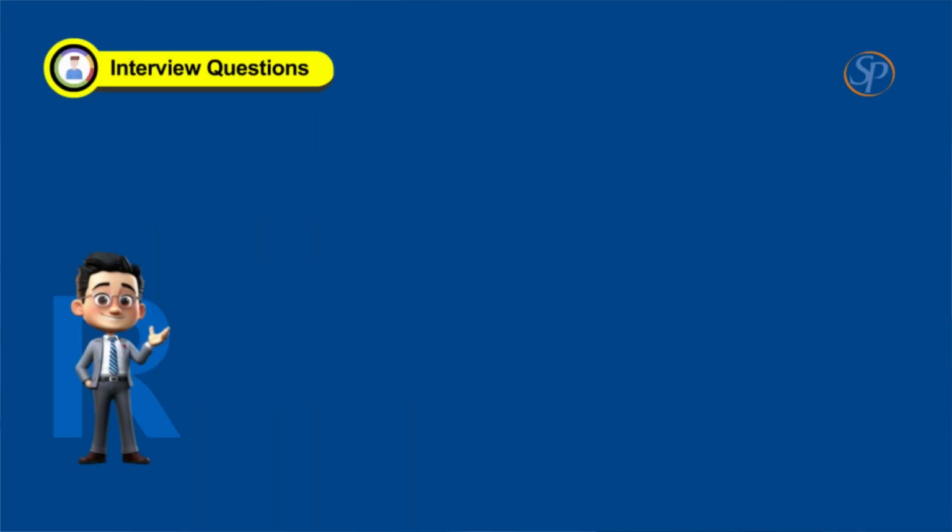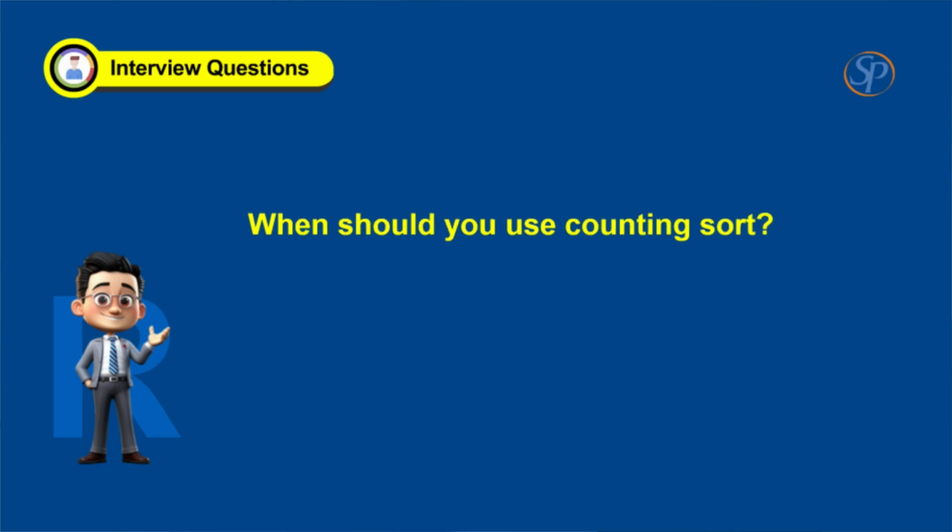Interview questions. What is stable sorting? Why is merge sort useful? When should you use counting sort? How does quick sort work?